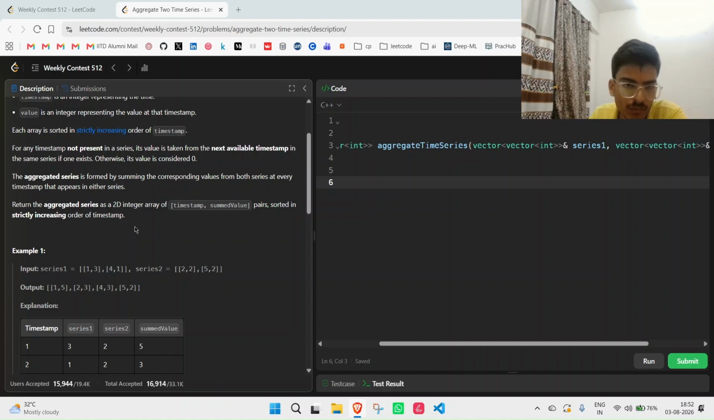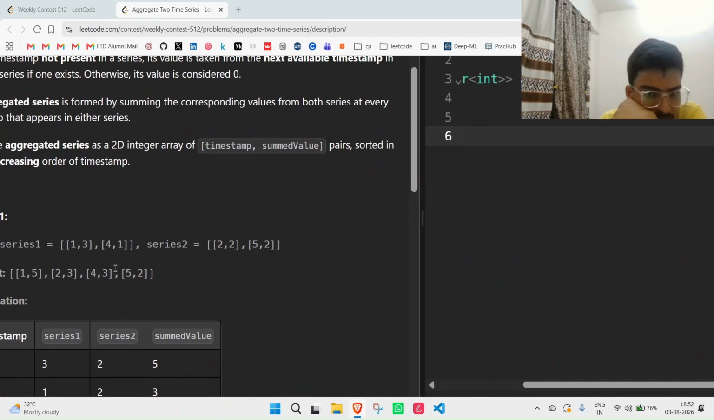So we can use lower bound here, right? Some kind of lower bound function. Suppose we iterate on a series, then we find that the corresponding time step is not available in the other series. So the other series should know the next time step, the lower bound of that. Okay, we understand this, right?